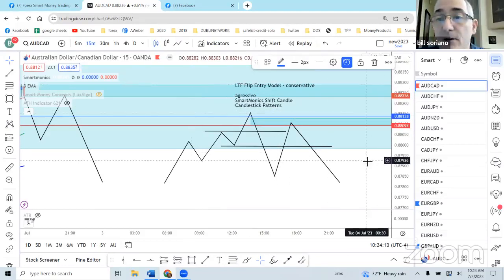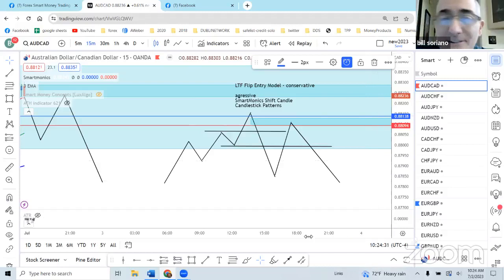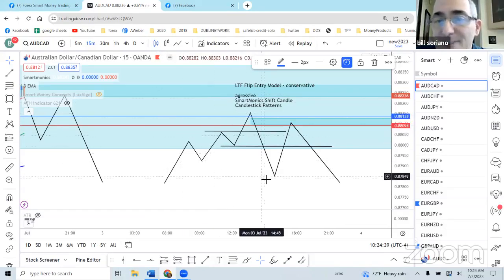Price hits our 4-hour point of interest. We drop down to the 15-minute. We look for one of our 3 entry models, but I look primarily for the lower time frame flip entry model because that gives me the best indication that price is now ready to move in the direction I want it to move. Because, in order for price to hit our point of interest lines, it's moving in the direction that we don't expect it to, right?